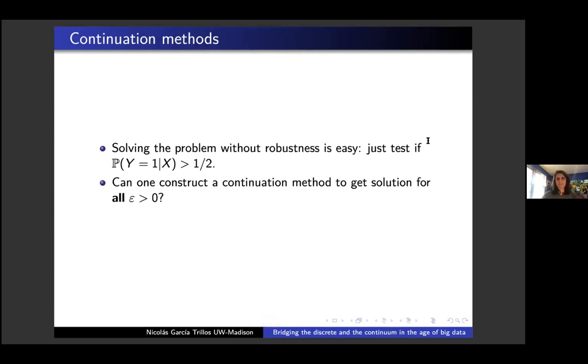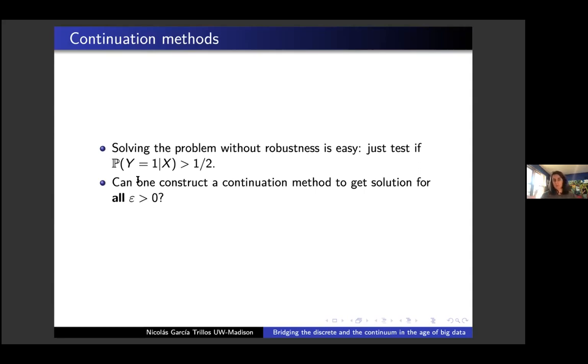Okay, so now again, let me emphasize one more time. Solving the problem without robustness is easy. You just have to compute, based on the distribution of the data, whether you should be classifying things as 1 or 0. And as soon as you turn on the adversary, the adversary has this power epsilon, this is the distance that it can move points. And the idea is how to build the solutions there.